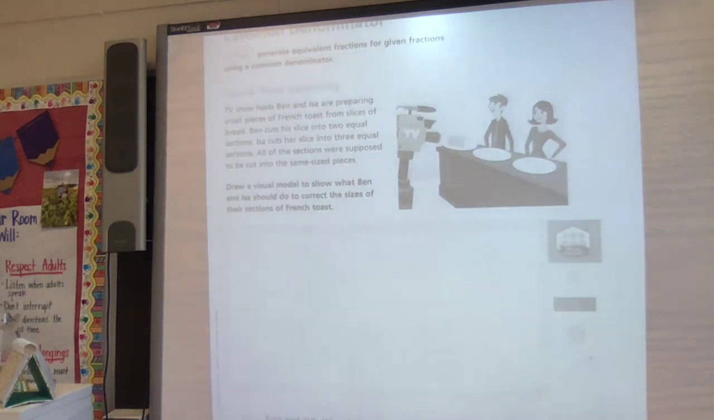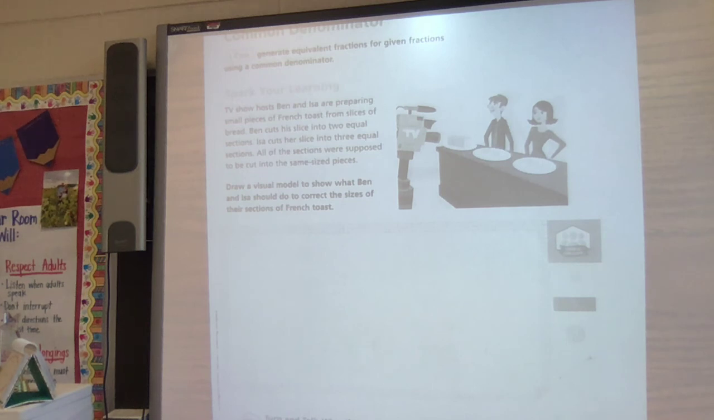Okay, so TV show hosts Ben and Isa are preparing small pieces of French toast from slices of bread. Ben cuts his slice into 2 equal sections, and Isa cuts hers into 3. But all of the sections were supposed to be cut into same size pieces. Draw a visual model to show what Ben and Isa should do to correct the sizes of their pieces of French toast. So let's think again about what they're saying.